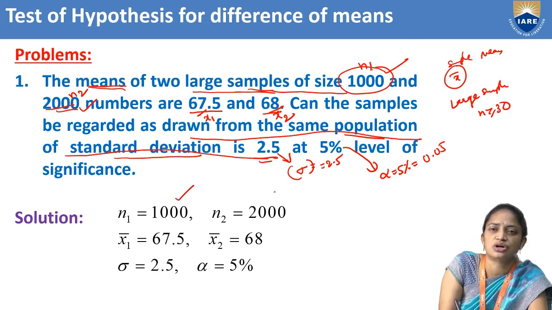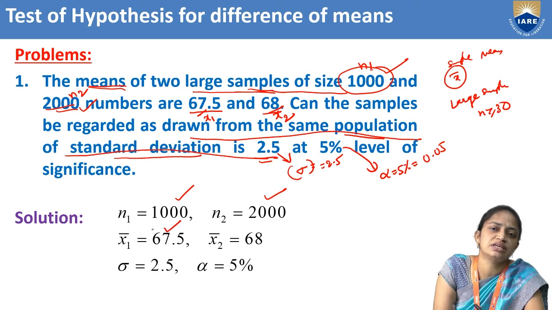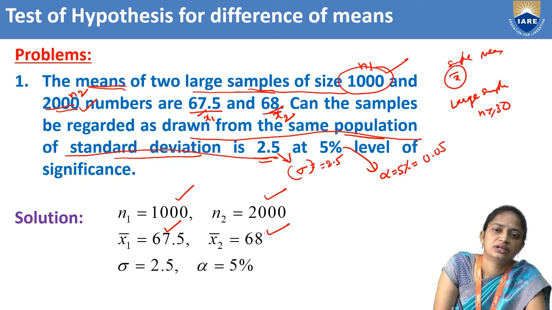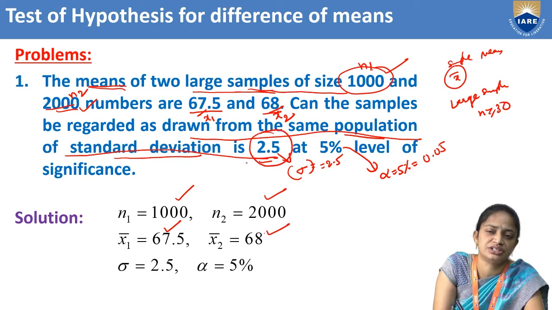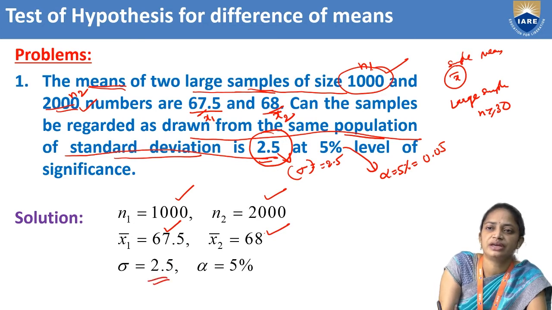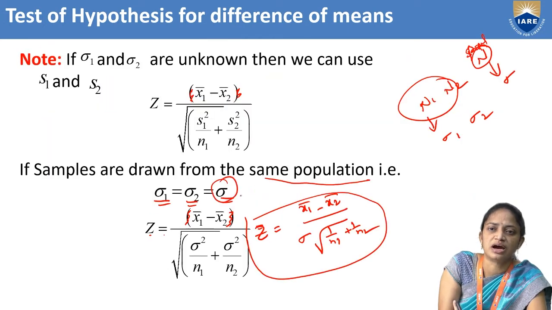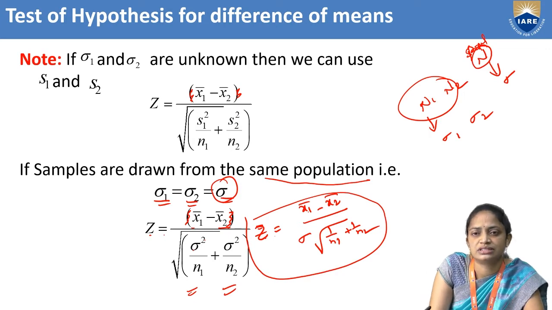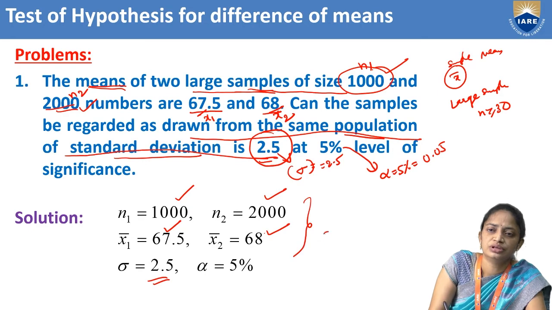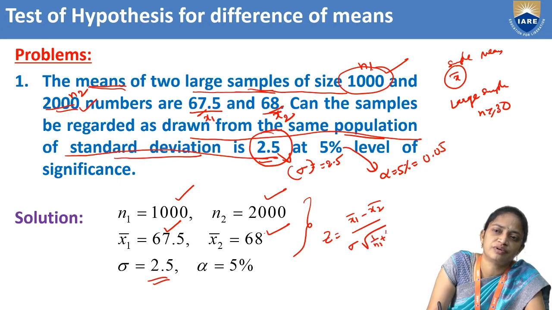So here they have given n1 is 1000 and n2 is 2000, x1 bar is 67.5 and x2 bar is 68, and only one standard deviation, sigma equal to 2.5, and alpha is 5%, that is 0.05. If they have given only one sigma, then we have to use z equal to x1 bar minus x2 bar divided by sigma into under root of 1 by n1 plus 1 by n2. Or you can use z equal to x1 bar minus x2 bar divided by under root of sigma square by n1 plus sigma square by n2. So these values fit z equal to x1 bar minus x2 bar divided by sigma into under root of 1 by n1 plus 1 by n2.